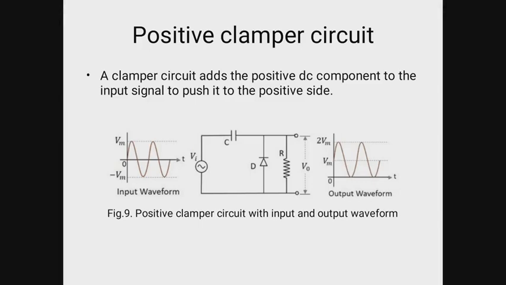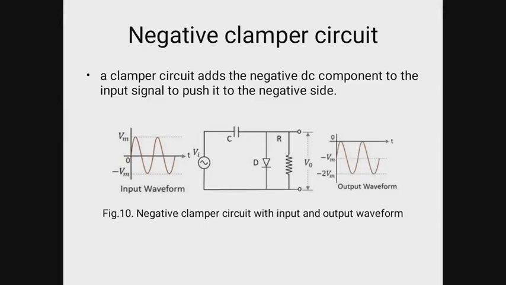Now in the third case, when the input voltage is equal to 0, it will again move in the downward direction, and it will intersect the Vm line again. Now the last case, when Vi is equal to minus Vm, the output will touch the 0 line, that means the output is equal to 0. So from the operation of the circuit, we can say that in a positive clamper, the DC component will be shifted in the upward direction.